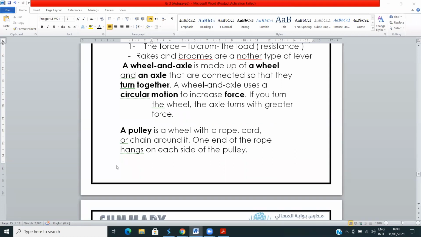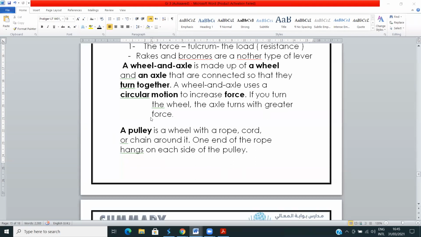I didn't watch the video. Did you understand a lot of things in the video or no? I didn't. Okay, pulley. That's in front of you on the board. You see pulley: a wheel with rope or cord around it. What's the pulley? Yes. A pulley has a wheel with a rope, cord, or chain around it. Yeah. Thanks a lot, my students.